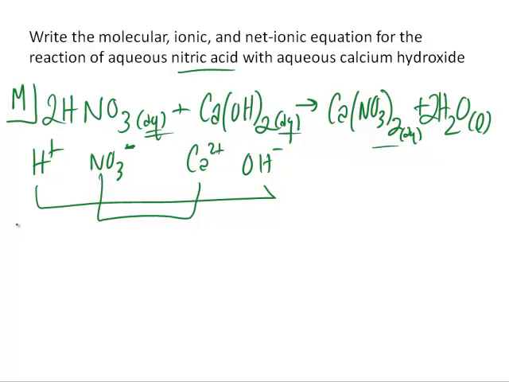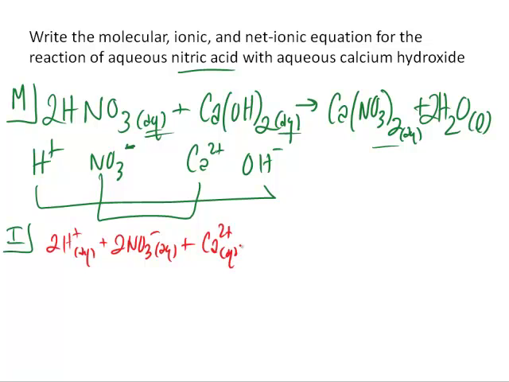If we do the complete ionic equation, what that will look like is breaking up all of these into 2H plus aqueous plus 2 nitrates plus calcium 2 plus aqueous plus 2 hydroxides aqueous. Not sure why I started parentheses there, but you don't need that.